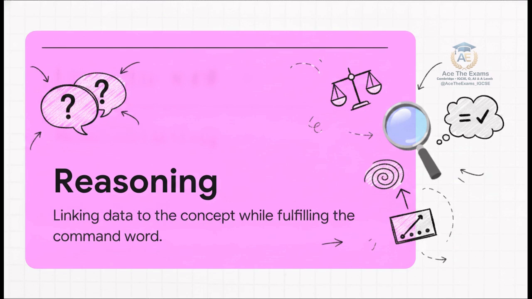Steps 3 and 4 are all about locking in those marks with scientific reasoning and examiner wording. You've got to link your substituted data back to the concept and actually fulfill the command word. If they ask you to evaluate an energy transfer, you need to weigh both sides, not just describe what happened. Fulfilling that specific command word is absolutely non-negotiable.